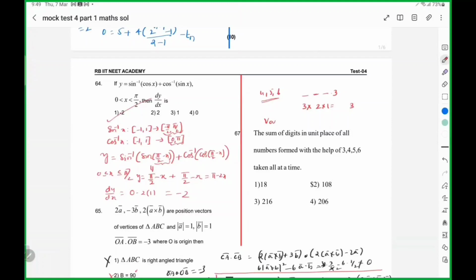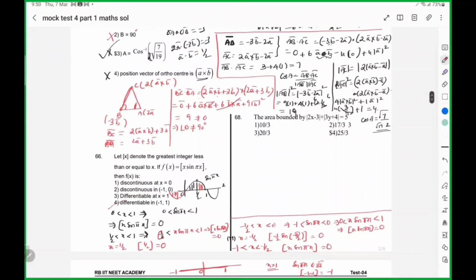So value carried by, so 6 3's are there. Value carried by 3 is 18. Similarly, value carried by 4 also 24. Value carried by 5 is 65. Value carried by 6, that is adding all the 66 plus 24, 90 plus 18, so which is 108.